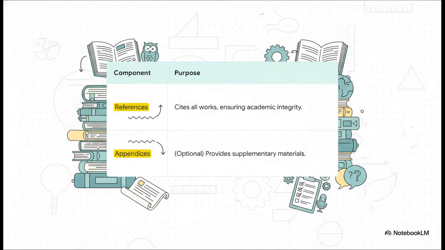And finally, every great blueprint needs its supporting documents. Your references list, that's completely non-negotiable. It proves you've done your homework and it connects your work to the bigger academic conversation. And the appendices, while optional, are super useful. That's where you can put things like survey questions or interview guides that just add that extra layer of depth and transparency to your plan.